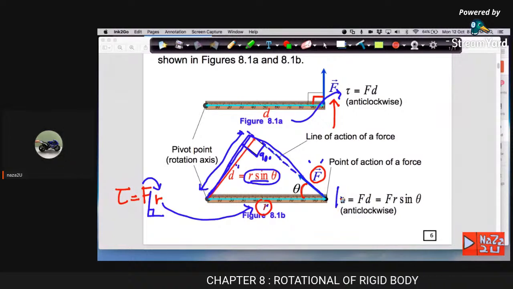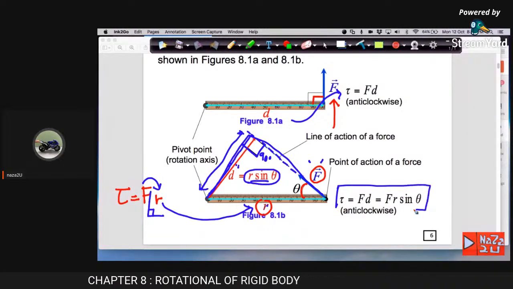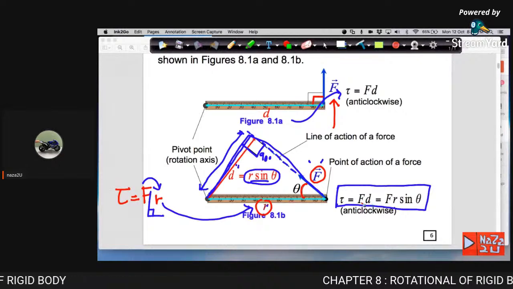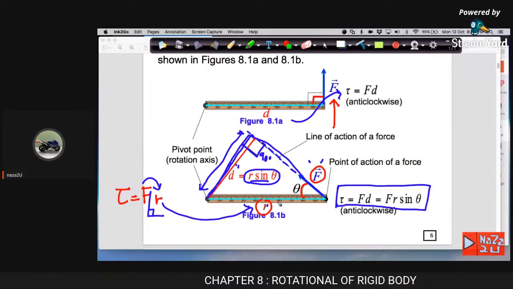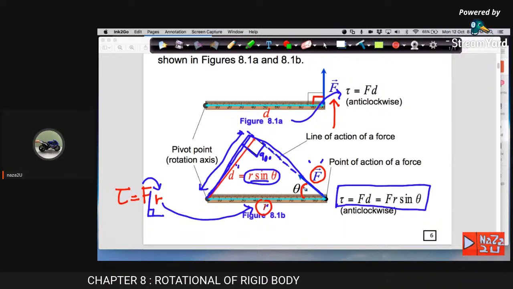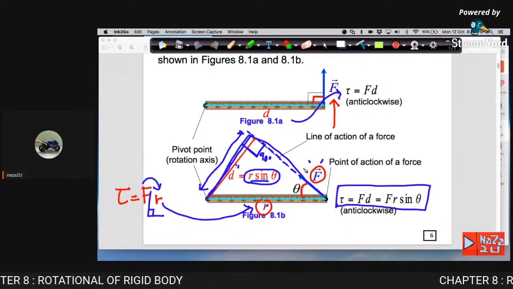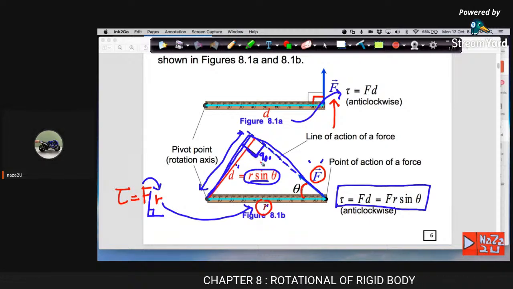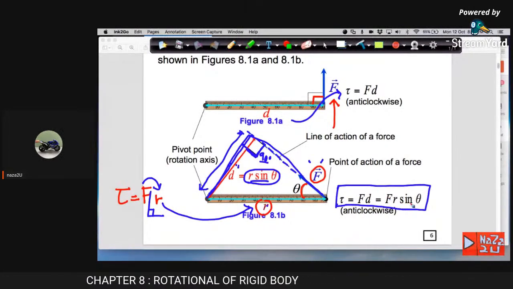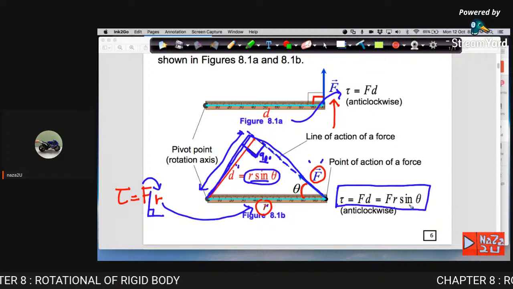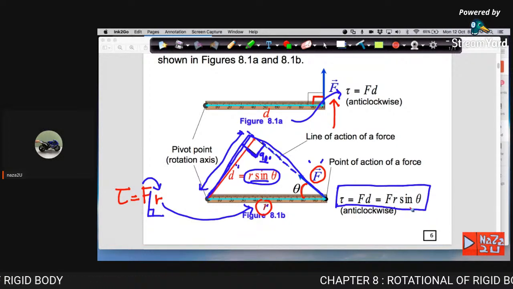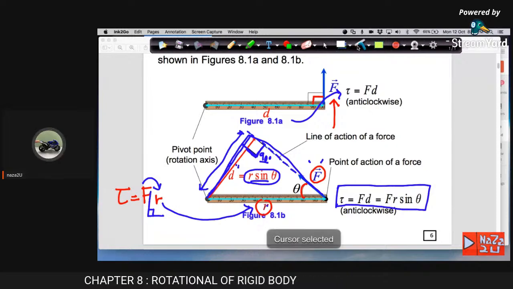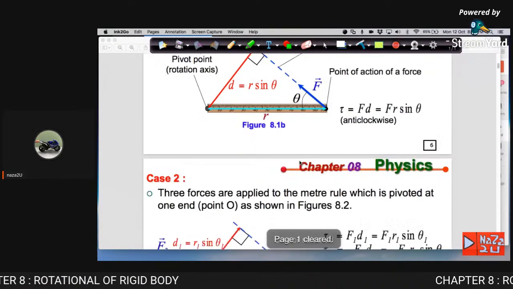That's why if you want to calculate the torque here, torque is force times distance D. But if the force and R are not at 90 degrees, you must find F times D, where the angle between force and D is 90 degrees. Okay, that is the talk. Continue to the next.